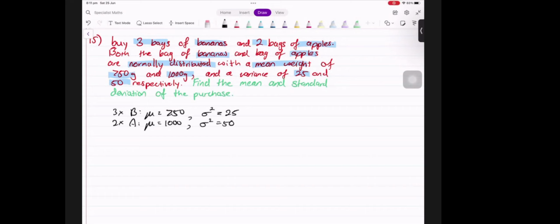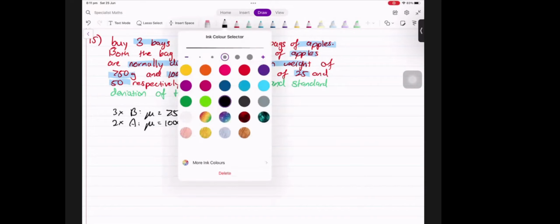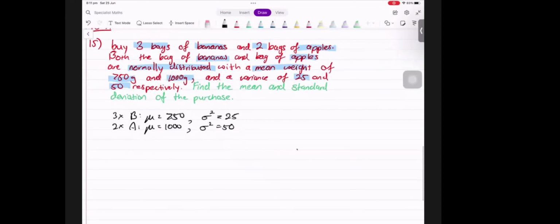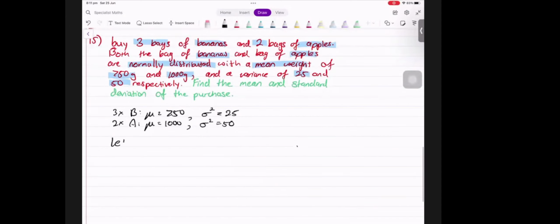I'm going to have the solutions on me as well, just to make sure. Just quickly get that up. I kind of lost my way. Okay. Now, just to make this easier, let's let P equal 3B plus 2A. So P would be her purchase, basically.